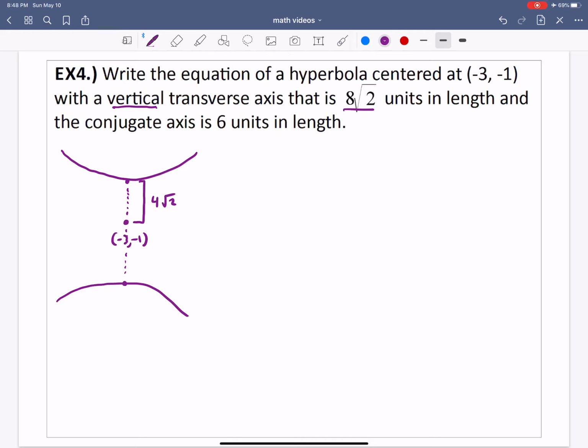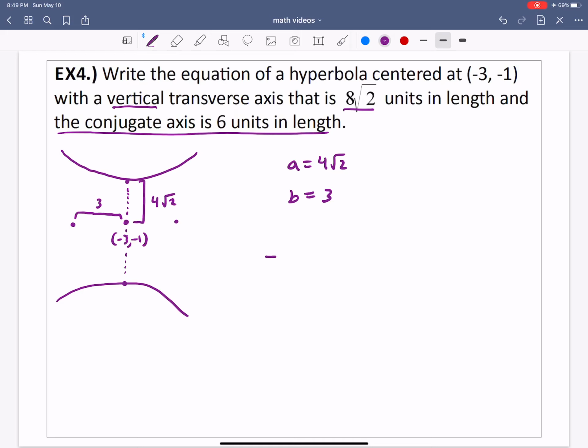Okay? Next piece of information tells me the conjugate axis is 6 units in length. So that means I go left and right. If I count those units, I get a total of 6 units, which means half of 6 obviously is 3. So here's what we know. We know that a is 4√2. We know that b is 3.